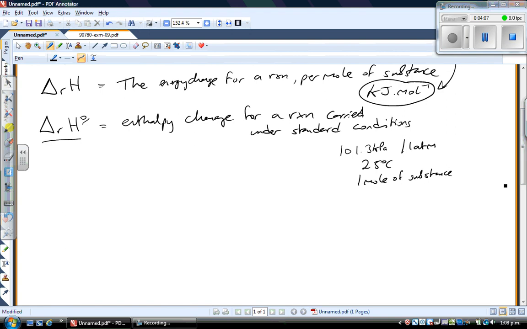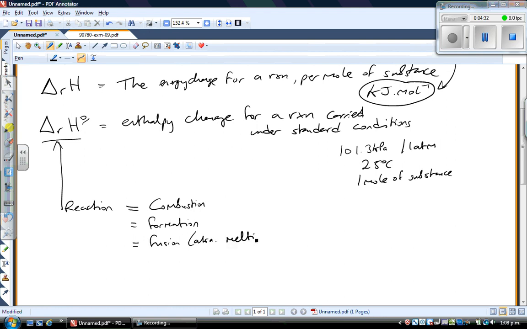Now, if we look at the identity of R here, R just represents any reaction. The 4 main types of reaction that you'll come across in level 3 will be a combustion reaction. So R can be combustion, it can be formation of a compound, it can be fusion, which we would also know as melting, and R could also be vaporization, which we could also refer to as boiling.